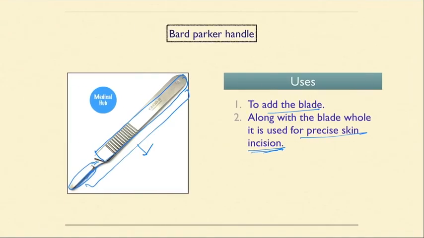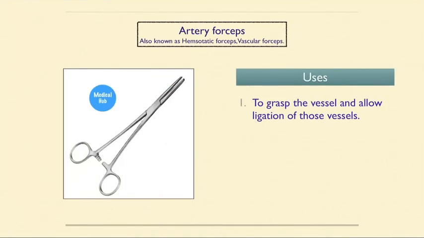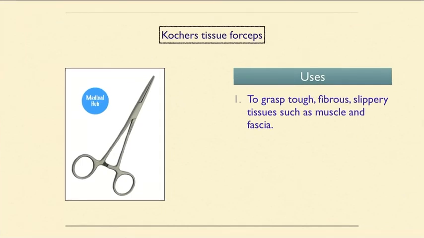Okay. Next instrument is artery forceps, also known as hemostatic forceps or vascular forceps. It is used to grasp the vessel and allow ligation of those vessels. Okay, next instrument is Kocher's tissue forceps. It is used to grasp tough, fibrous, slippery tissues such as muscle and fascia.